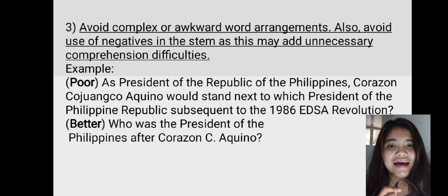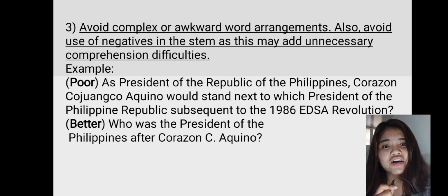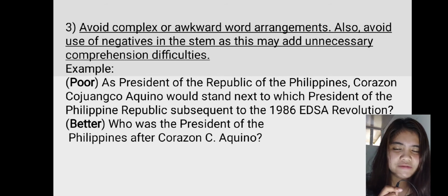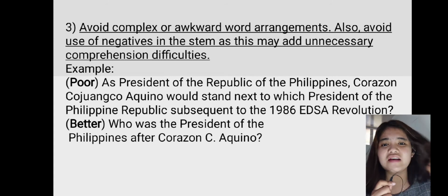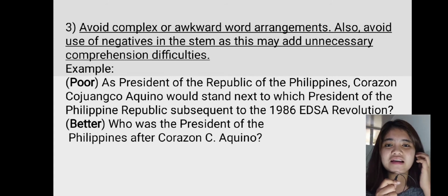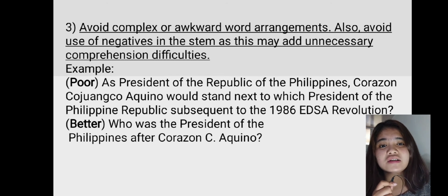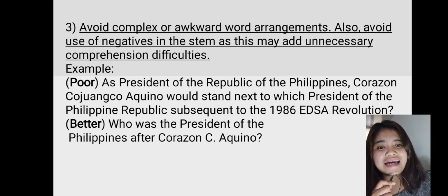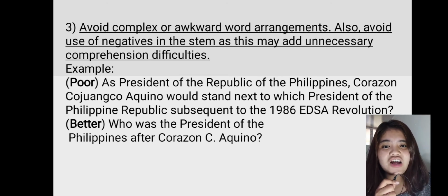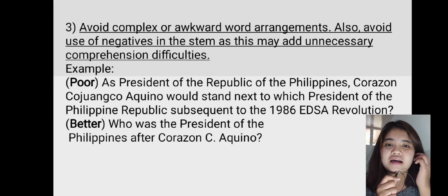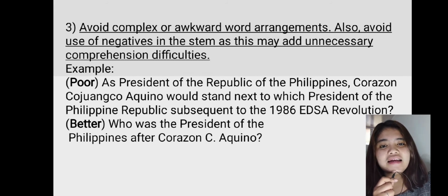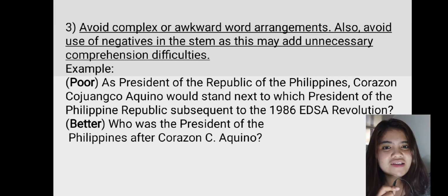Third, avoid complex or awkward word arrangements. Also, avoid the use of negatives in the stem, as this may add unnecessary comprehension difficulties. For example, this is an example of a poor item: As President of the Republic of the Philippines, Corazon Cojuangco Aquino would stand next to which President of the Philippine Republic subsequent to the 1986 EDSA Revolution? So, to make it better: who was the President of the Philippines after Corazon C. Aquino?